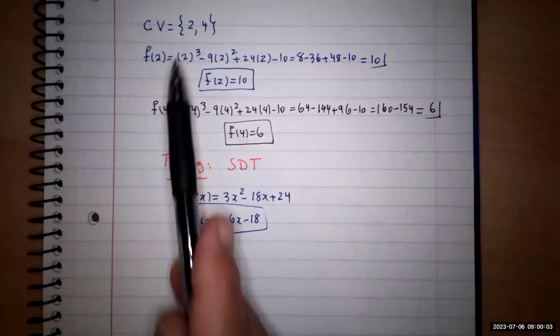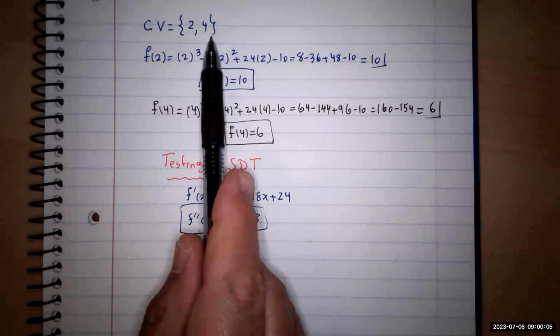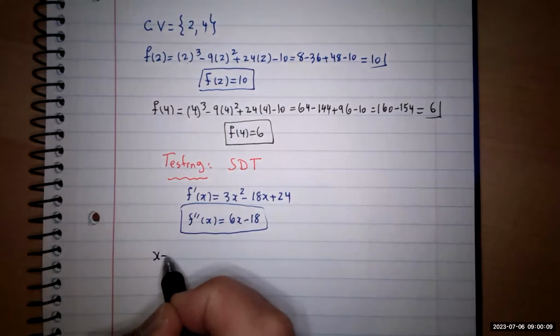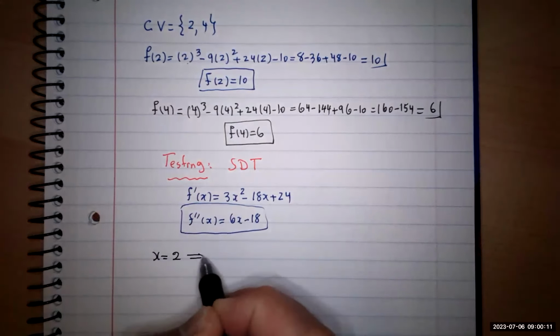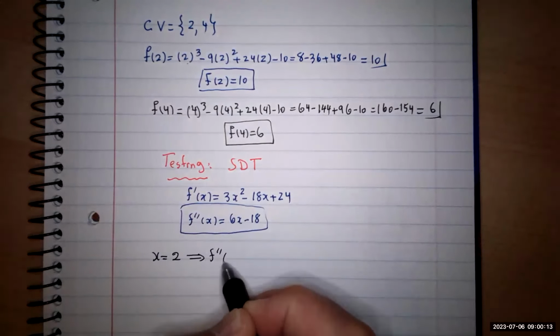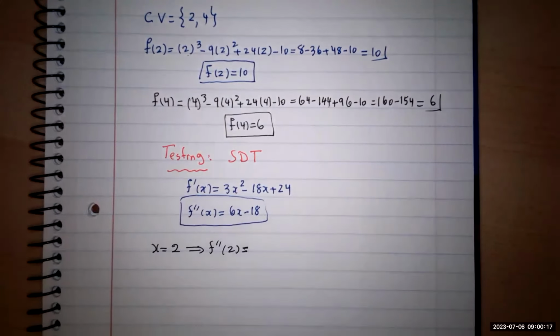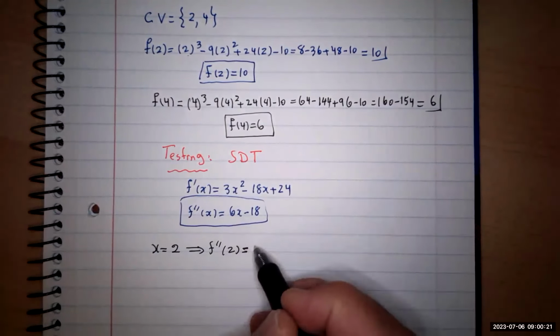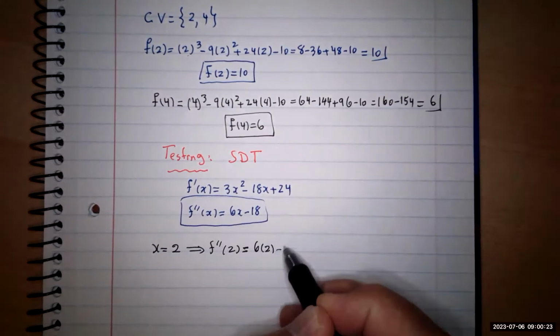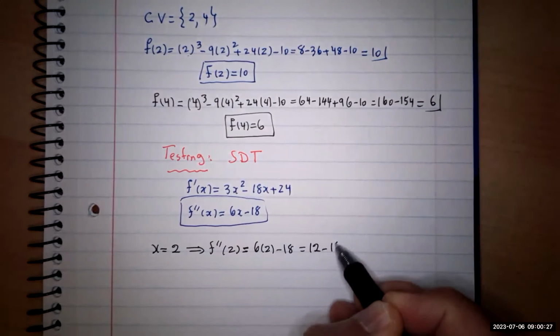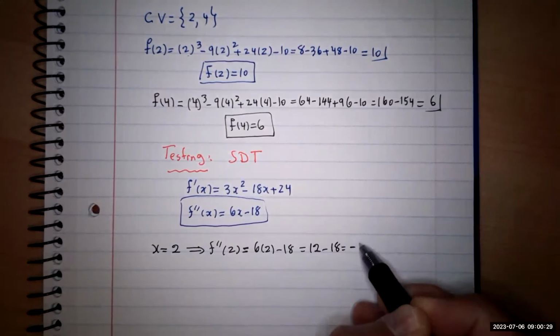Numbers, we have a 2 and 4. So we check the 2 first, x equal to 2. You drop it into the f double prime, concavity. Okay, so that's going to be 6 times 2 minus 18. So that gives you 12 minus 18. 12 minus 18 would be negative 6.